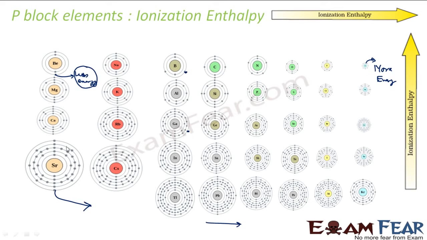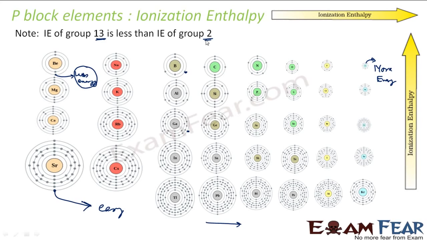If you go down also, the size of atom increases, the control of the nucleus over the electrons decreases, and thus it is easy to pick the electron, right? If we go down, for example in this case, it is easy to pick an electron from this. So the energy required is less, so ionization enthalpy decreases. One thing to note here is that my group 13 ionization energy is less than group 2.